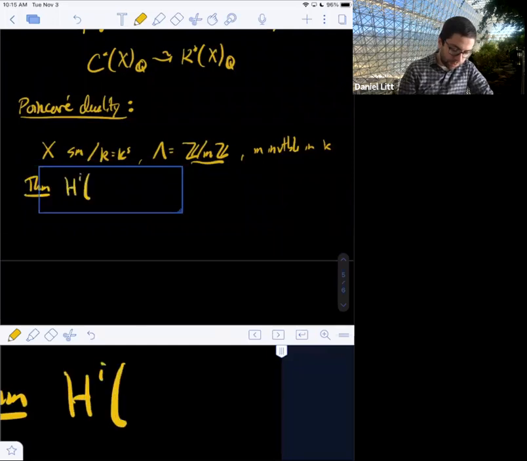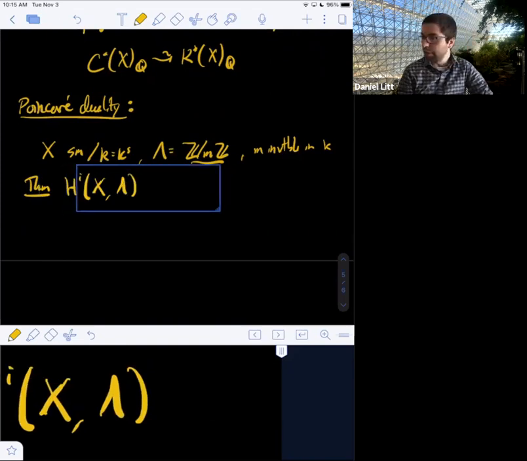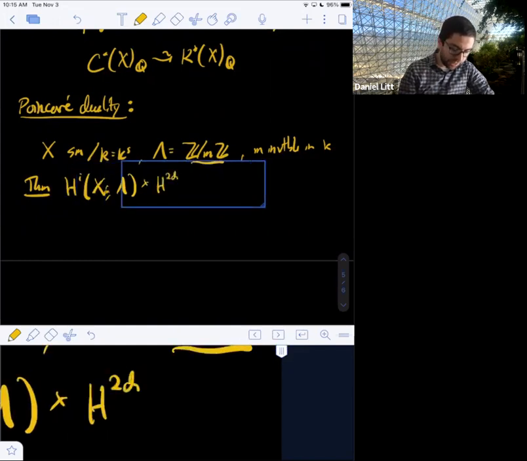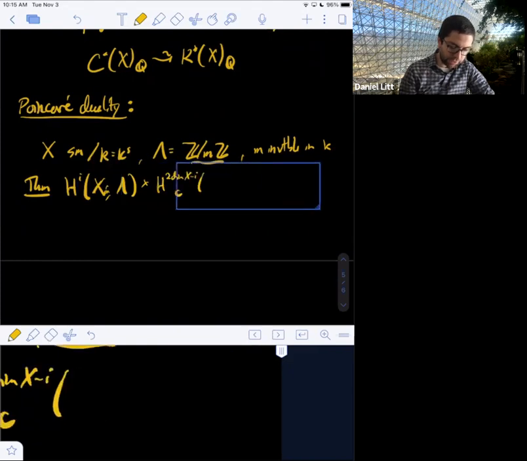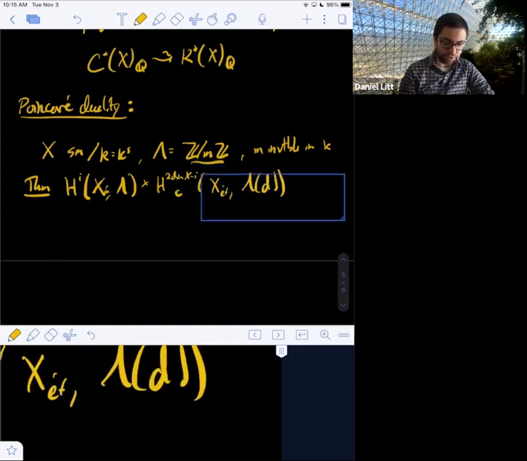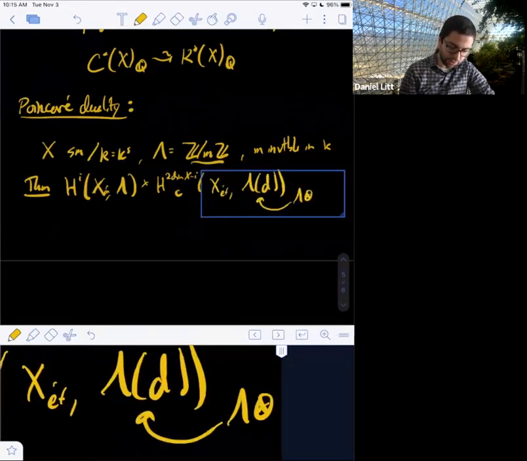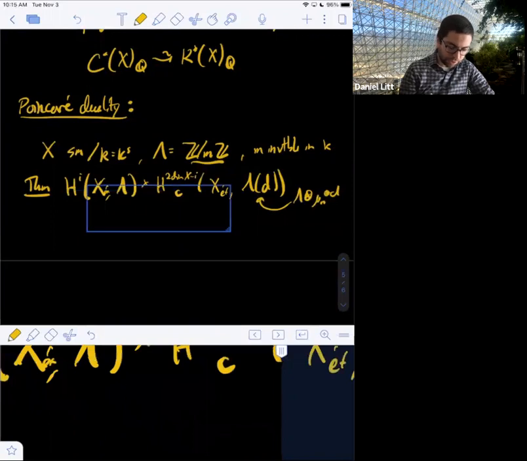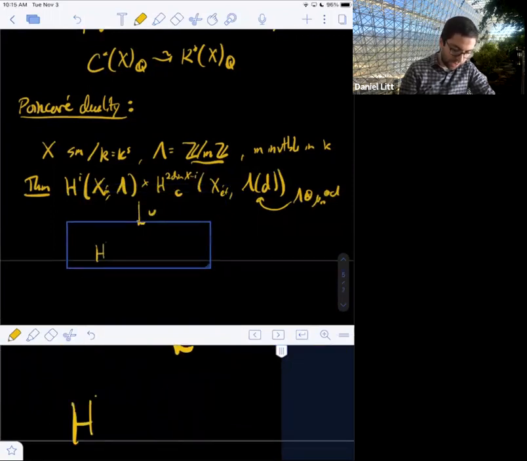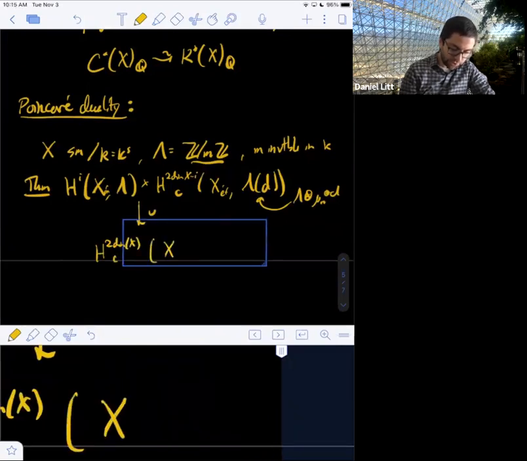Well, there's a cup product pairing from the cohomology of X with coefficients in lambda, times the cohomology in degree 2 dim X minus i compactly supported with coefficients in lambda twisted by d. Just a reminder, this is lambda tensored with mu_m to the tensor d. And then the cup product maps this to H^(2 dim X) compactly supported, with coefficients in lambda(d).